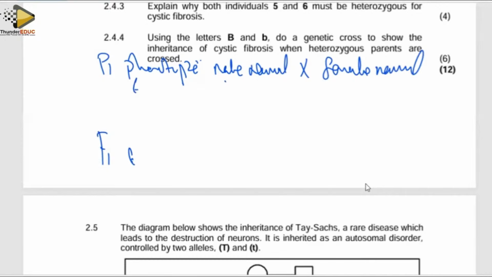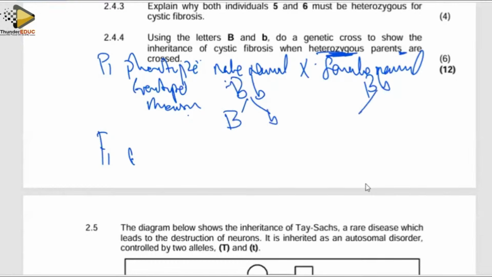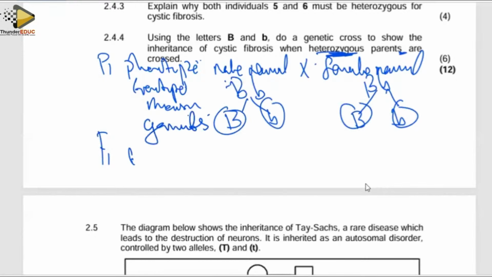Then they say the genotype, so we go to the genotype. What's the genotype? Both are heterozygous. They said both are heterozygous. This word is very crucial. They say the parents. Why do you say both? Because parents. Then you go to meiosis. They must split, capital B, small b. These are gametes. I always dress them up. Gametes. Then from there, fertilization takes place.